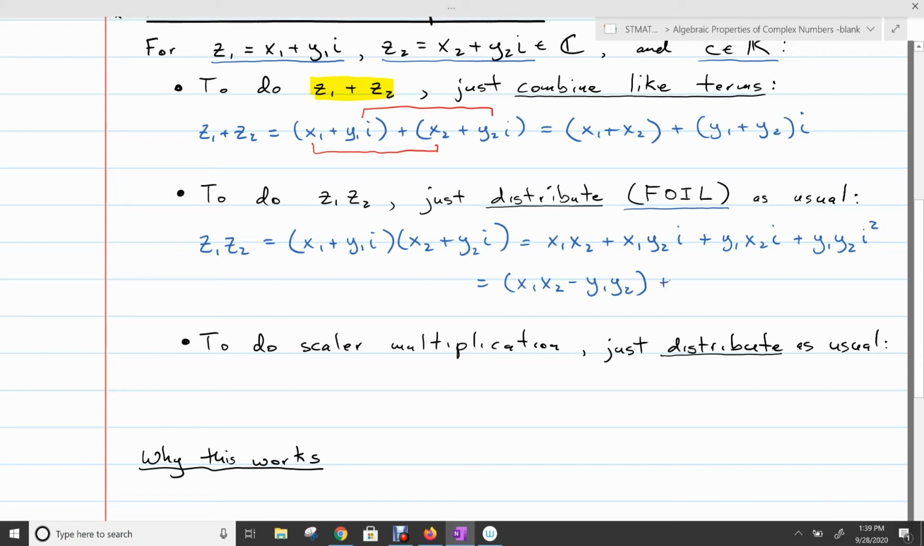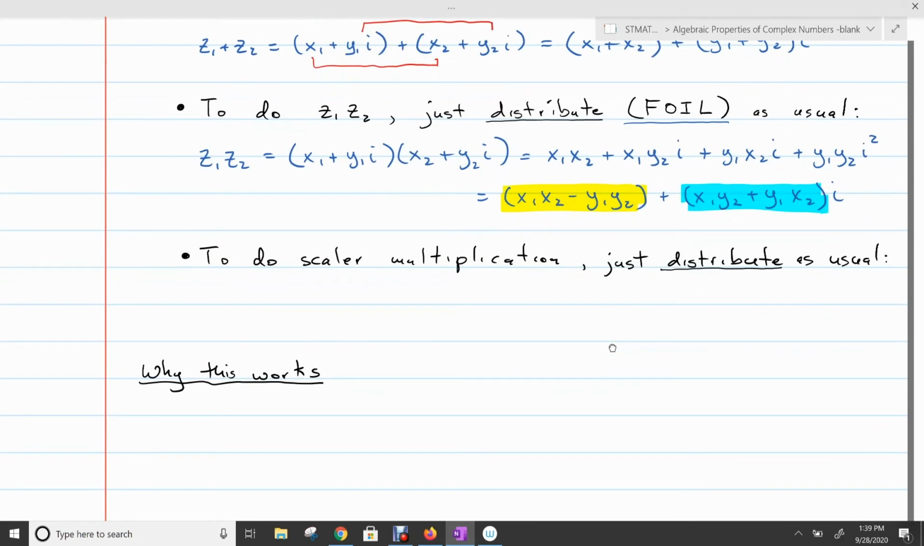And then the parts that have an i on them, I can factor out the i, and I would have x1 y2 plus y1 x2 times i. And if you compare this to our definition of multiplication in terms of ordered pairs, you'll see that this term is the first component of the product in that formula, and this term here is the second component of that formula. So it's the same formula, but you get it more naturally because you're just distributing a sum over a product.